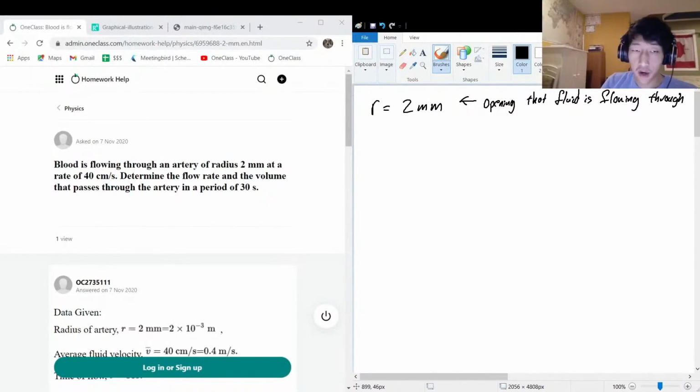Now, blood is flowing at a rate of 40 centimeters per second. So I guess that's a linear flow rate, and I guess they had it as V, so we can keep it as that. V is equal to 40 centimeters per second, and this is like the linear flow rate.